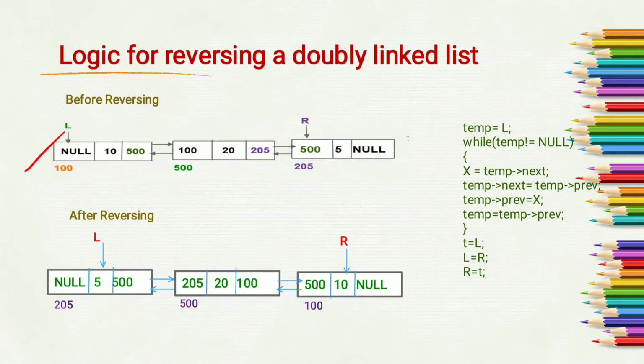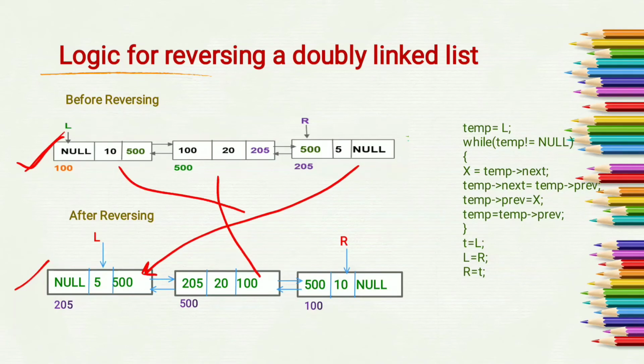Before reversing we have this linked list, and after reversing a linked list we have this linked list. This node is first node of doubly linked list, and this is the second node, and this is the last node of doubly linked list.